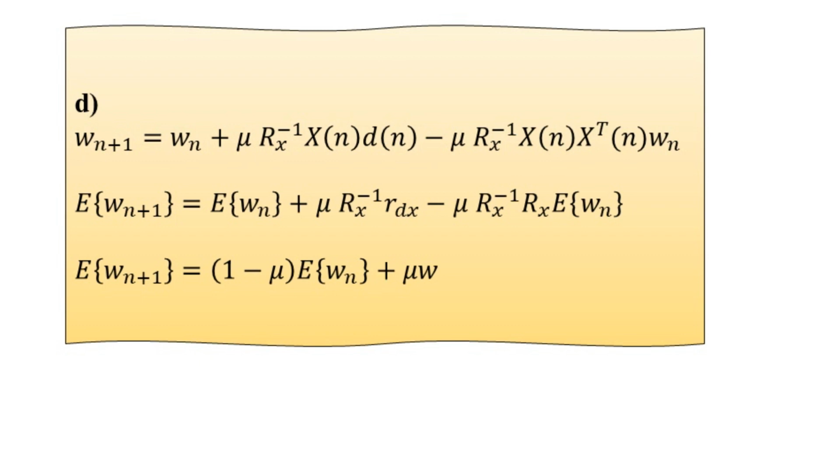As the question was to derive the expression describing the time evolution of the expected value of w of n using the LMS Newton algorithm from the previous part, we have obtained the expression, and this is the solution to part D of the problem statement. So this was our problem number 2, based on the understanding of the steepest descent algorithm, the LMS algorithm, and the Newton methodology for minimization of the mean square error.